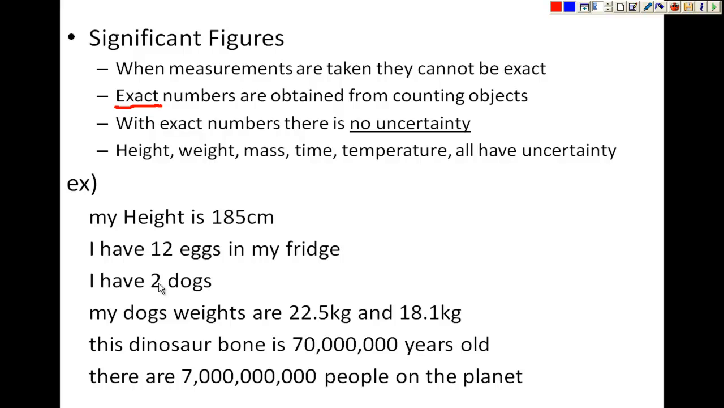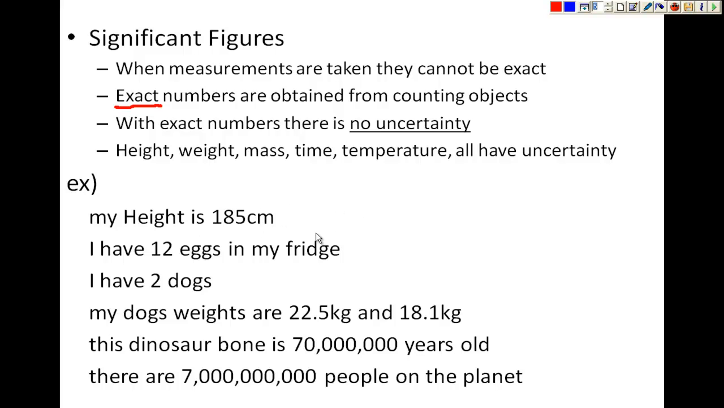This one is I have 2 dogs. I don't have 2.1 dogs, or 2.2, or 1.8 dogs. 2 dogs is an exact number. So with exact numbers, there is no uncertainty. They are not measurements; they are obtained through counting. Things that do have significant figures are things like height, weight, mass, time, and temperature. They all have a certain amount of uncertainty.